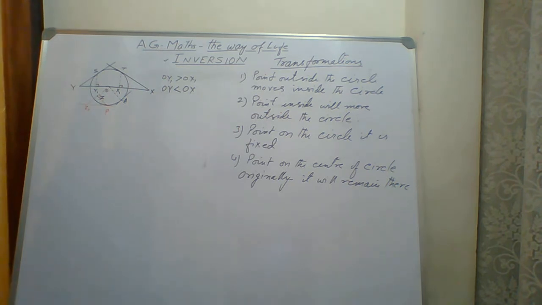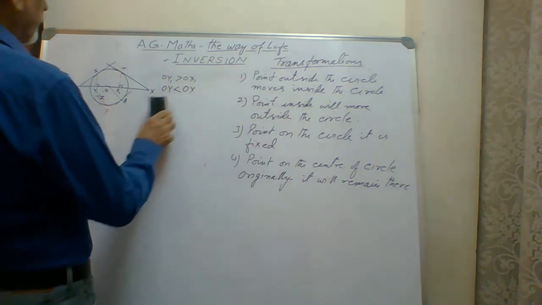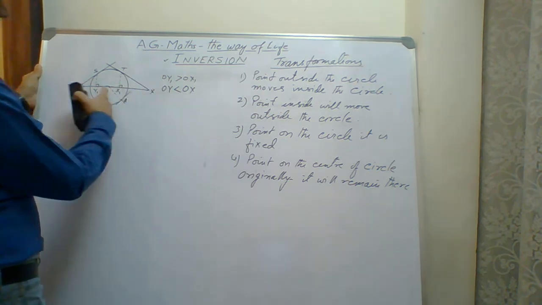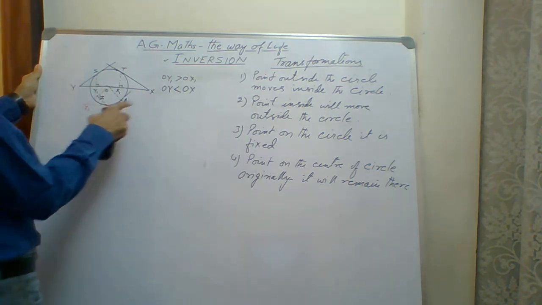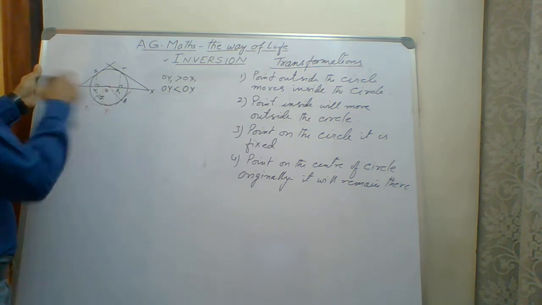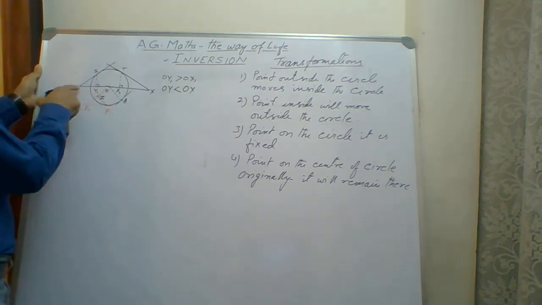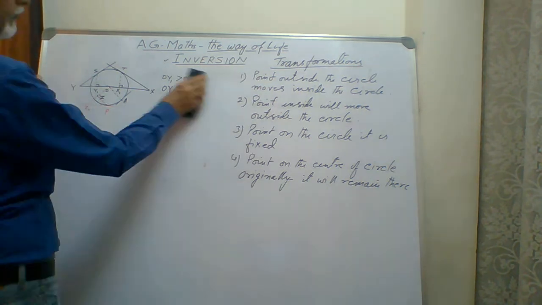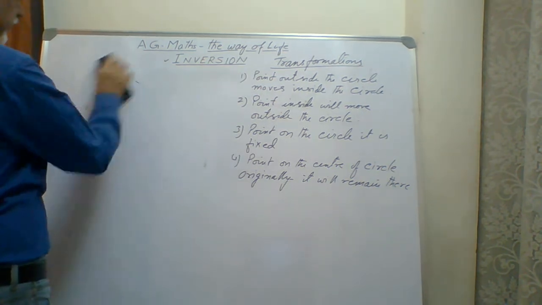Now let us examine one more problem. You have seen that the distance of the point matters. If the distance from the center is bigger outside, it is smaller inside, and if it is smaller from the center, it is bigger inside the circle. The distance moved will be bigger.